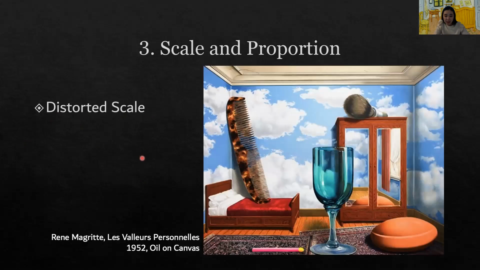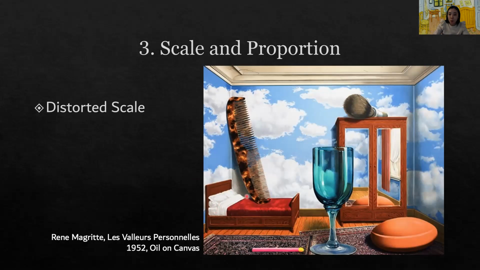And here's another scale type, distorted scale. So this is Rene Magritte's painting. Does it look natural or not? It doesn't look natural. Very disproportional, right? Like all the objects.